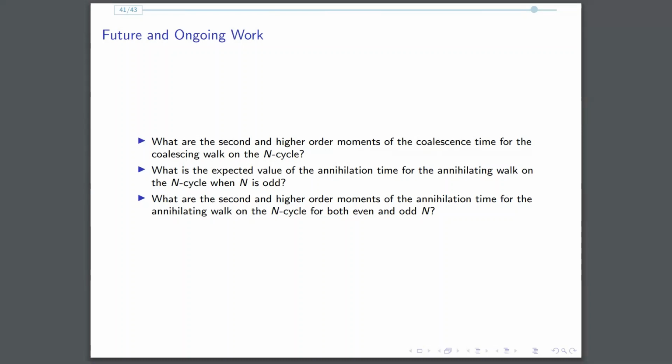Another problem that we're currently looking at is finding the second and higher order moments of the annihilation time for the annihilating walk on the n-cycle for both odd and even n.